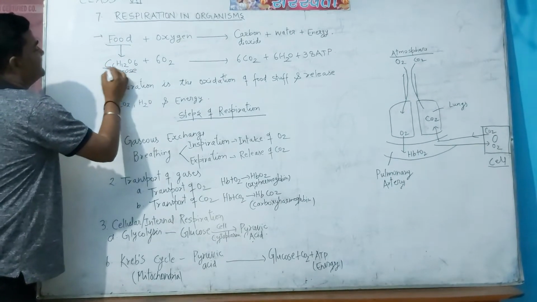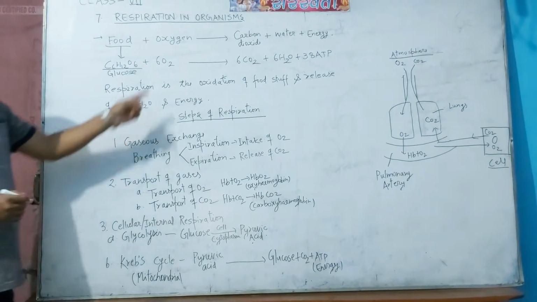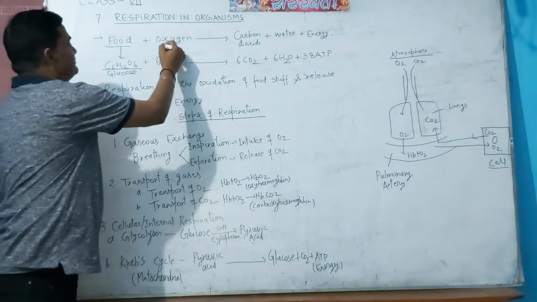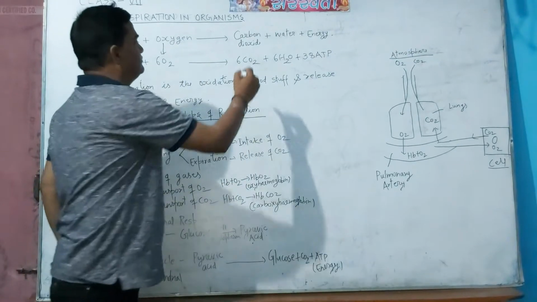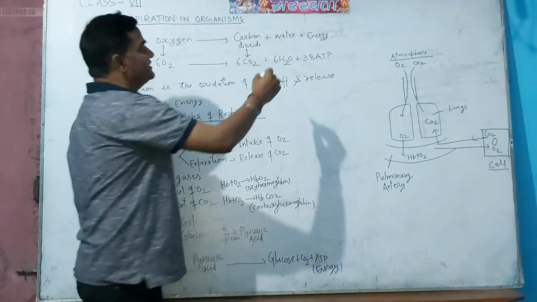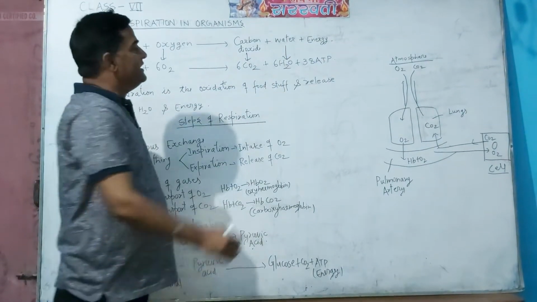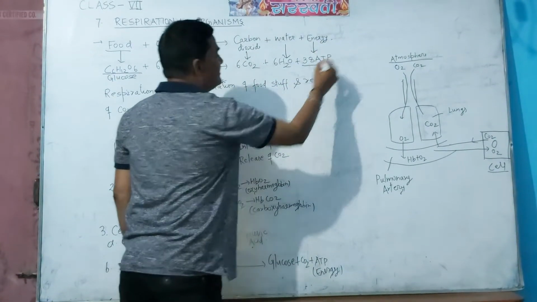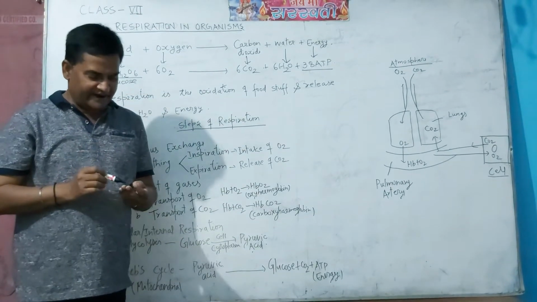that is C6H12O6. It is a food. And children, oxygen means 6O2 I am taking. And carbon dioxide means 6CO2. And water means 6H2O. And 38 ATP, it is an energy currency. ATP means adenosine triphosphate. It is the main energy currency of the cell.